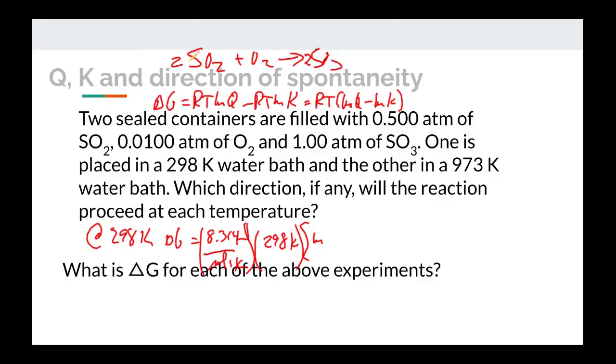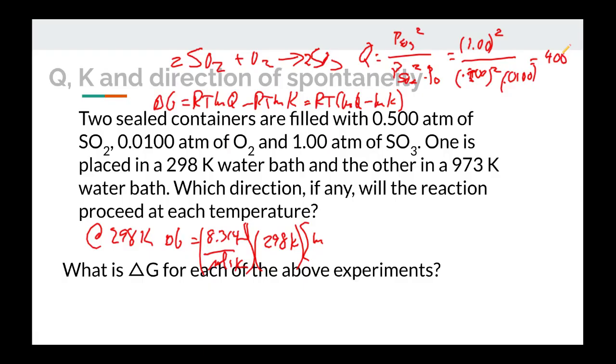There's 2 in front of SO2 and SO3. So Q is going to be the pressure of SO3 squared over pressure of SO2 squared times pressure of oxygen. So this is 1 atmosphere squared over 0.5 atmospheres squared times 0.01. And this works out to 400. That's Q. So we're taking the natural log of 400 here, and then we're subtracting the natural log of K.